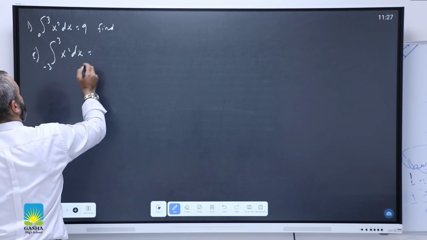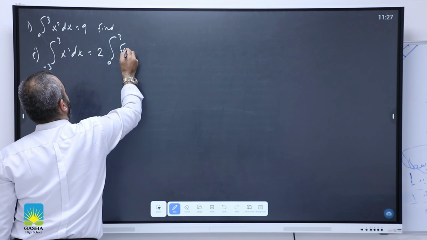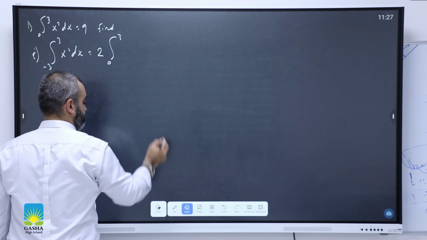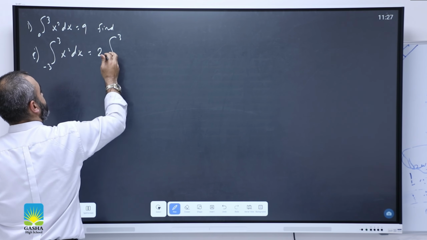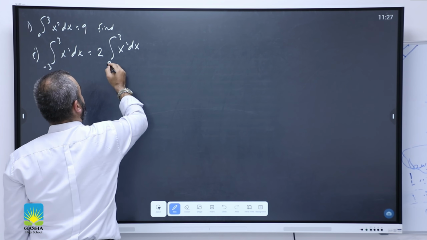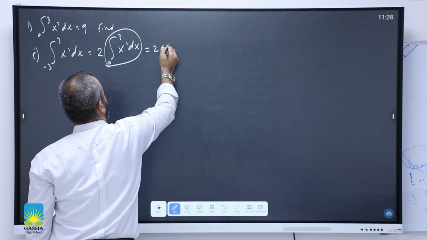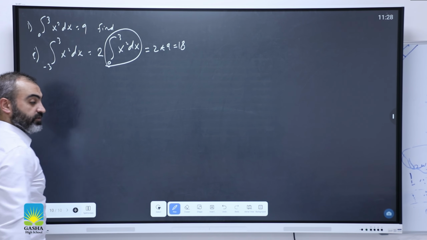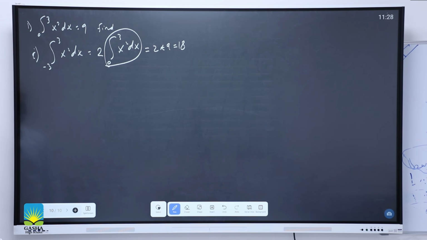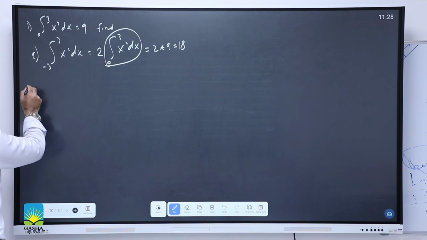So negative 3 to 3, it's 2 times the integral from 0 to 3 of f of x, about x squared dx. So 2 times, we have 0, 3 here. It's 9. So 2 times 9 is equal to 18. Right? It's very, very easy. If we have the key in the question, we can use the key.